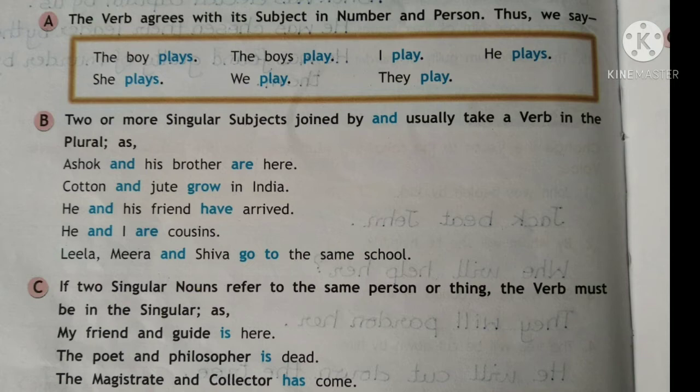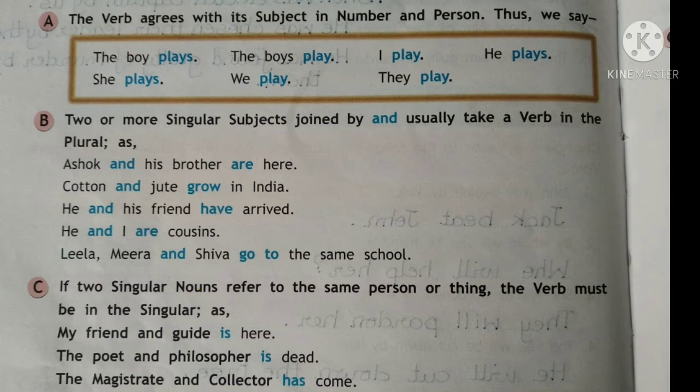For example, we have in the block, the boy plays. Here, play is the verb and the subject is the boy. So we agree with the verb by adding an S. The next example is the boys play. The verb is play and the subject is the boys, but here the boys is plural. So we do not add an S to the play.